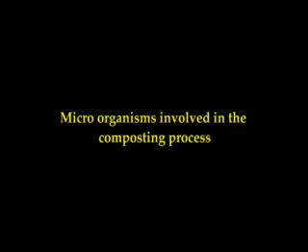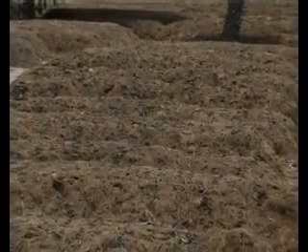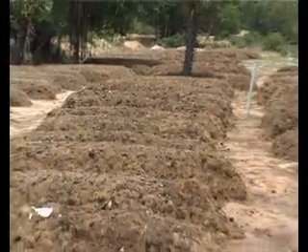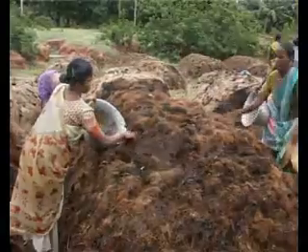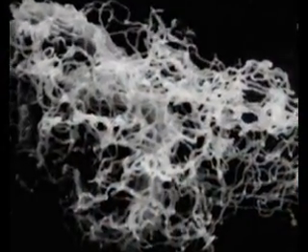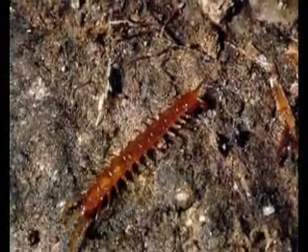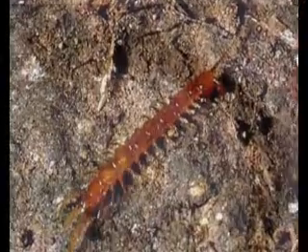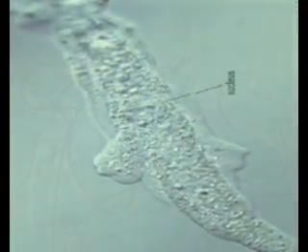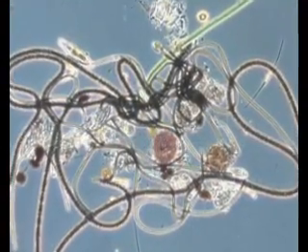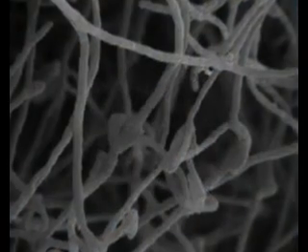Microorganisms involved in the composting process. The composting process is carried out by different classes of microbes. They are actinomycetes, centipedes, millipedes, protozoa, bacteria, fungi and earthworms.